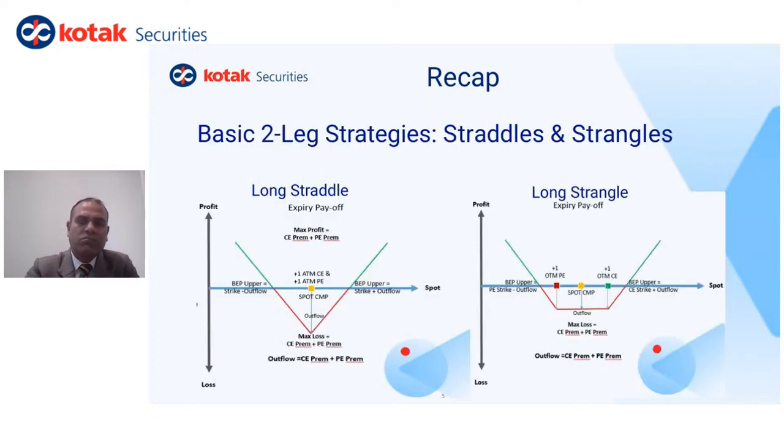So just a recap, this will help me to build up from where I ended. In the earlier webinars and videos, we talked about two-leg strategies like straddles and strangles, right?